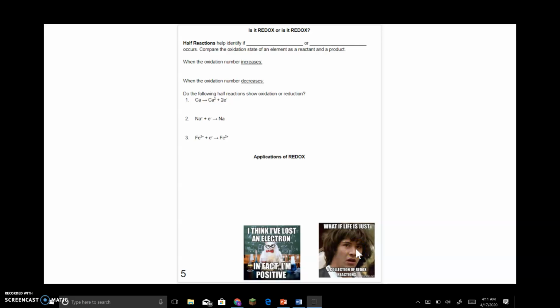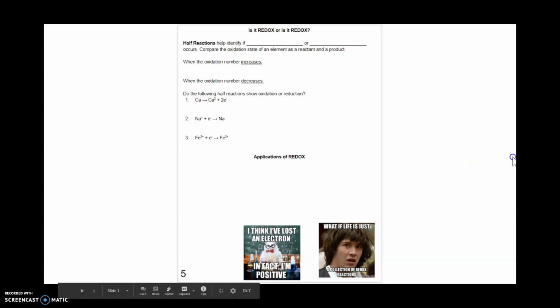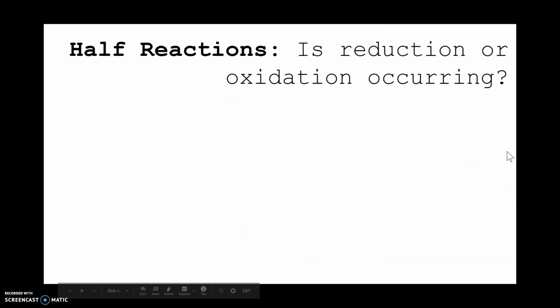Hi, today we're going to talk about half reactions. This is page 5 in your packet, and we're just going to go through this as we talk about the half reactions. So first thing is that a half reaction shows us whether reduction or oxidation is occurring.